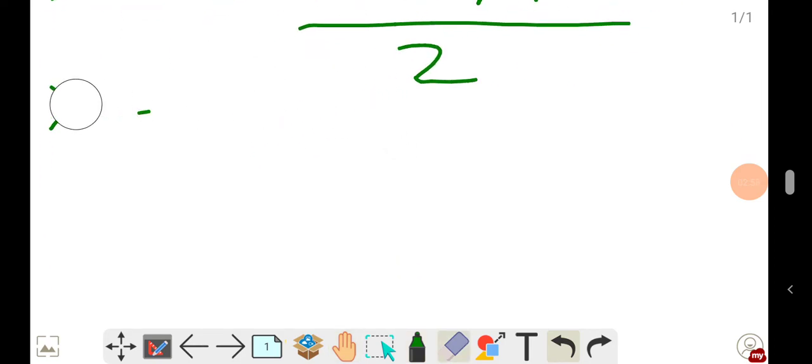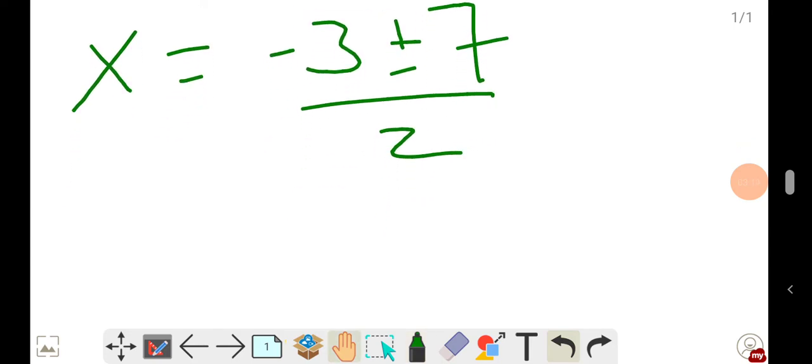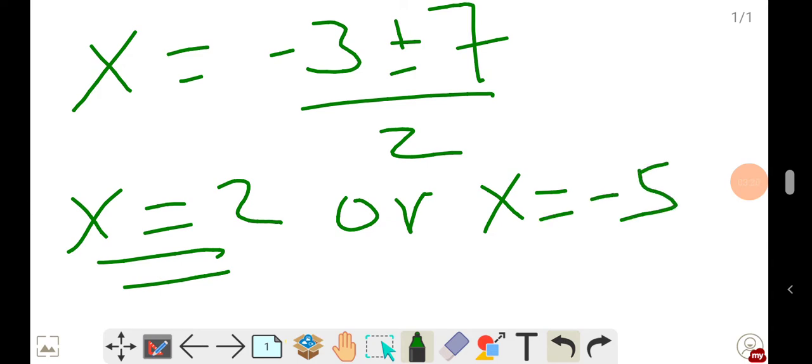Let's write it again. x is equal to negative 3 plus or minus 7 over 2. Therefore, we do have two possible solutions here because it is plus or minus. Case 1, when it is plus: x is equal to negative 3 plus 7, which is 4, over 2, which will be 2. This is one answer. Or the other answer, x is equal to negative 3 minus 7, which is negative 10, over 2, which is negative 5. So here are the two answers in case of the quadratic formula.